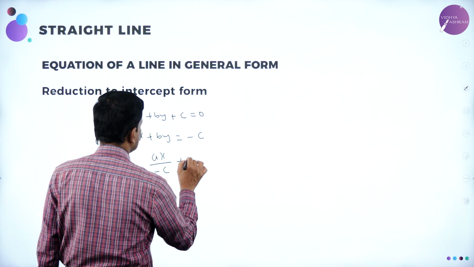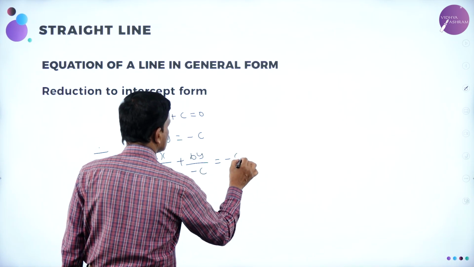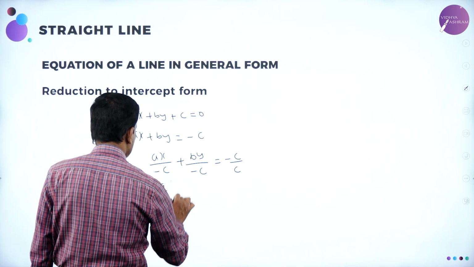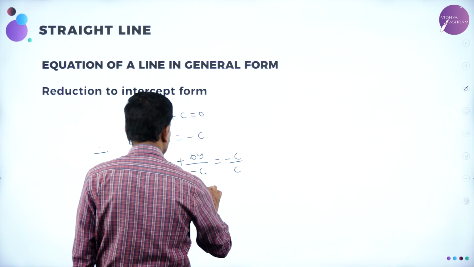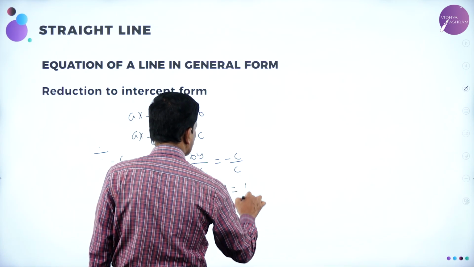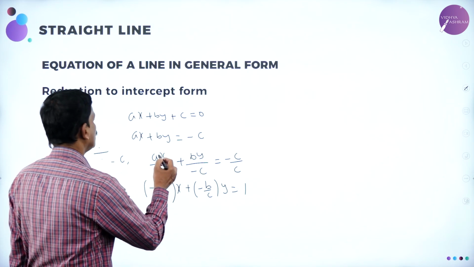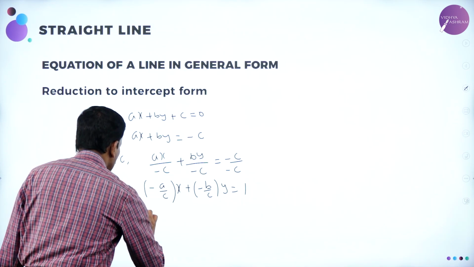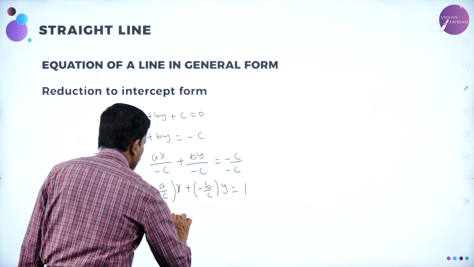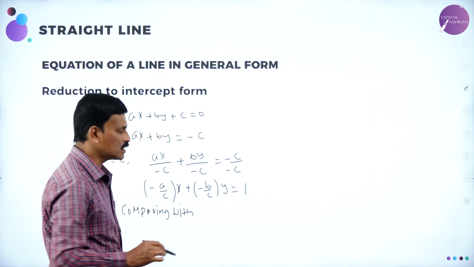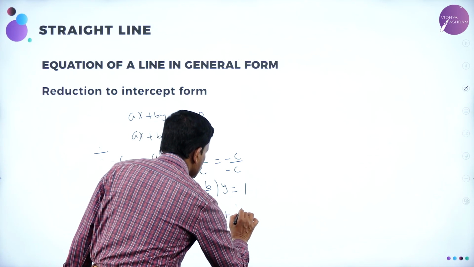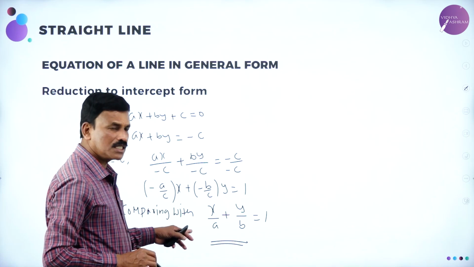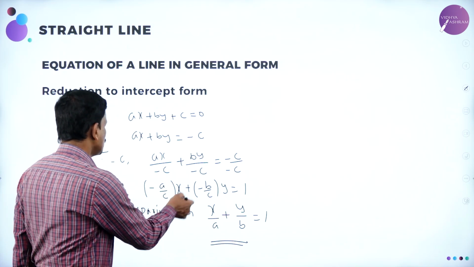Ax divided by minus c plus by divided by minus c is equal to minus c by minus c. So this can be written as minus of a by c into x plus minus of b by c into y is equal to plus 1, since we are dividing minus c by minus c. Now compare this with the standard equation of the line in the intercept form: x by a plus y by b is equal to 1. Here a is the x-intercept and b is the y-intercept. So therefore, what is the x-intercept here?